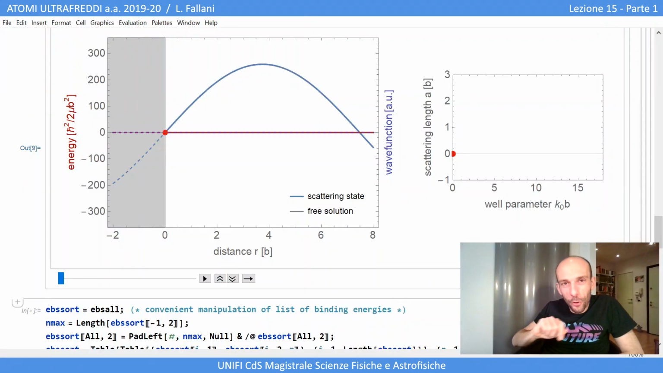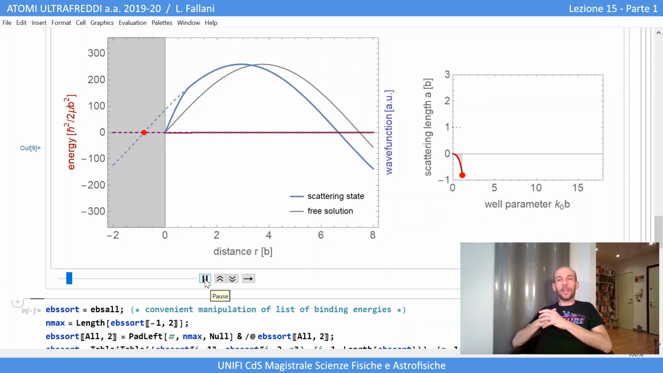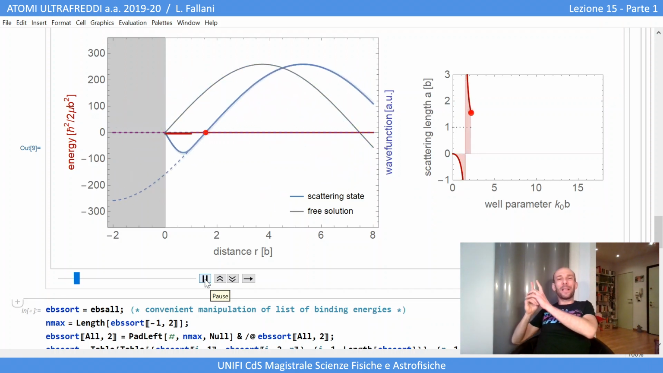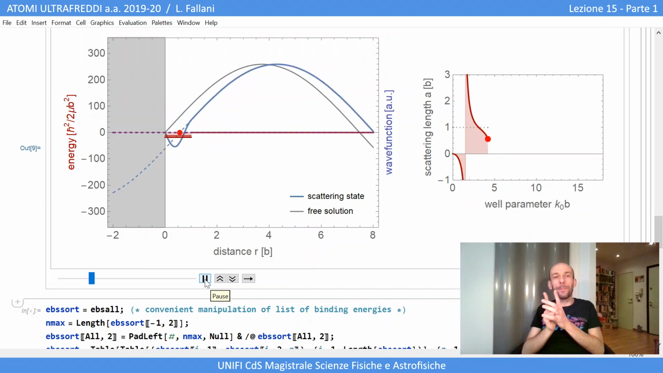So let's see all of these with Mathematica. And so we will have a clear now understanding of the reason of this resonance behavior. And I will show you now the same animation, but now for the potential well. So you see that at the beginning, the scattering length becomes negative, but rather soon you have this behavior.